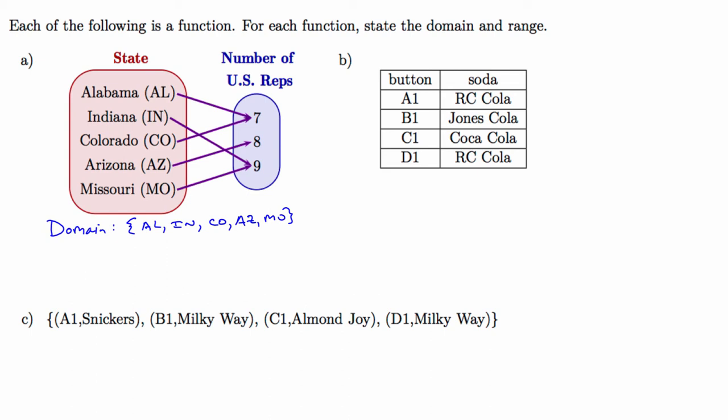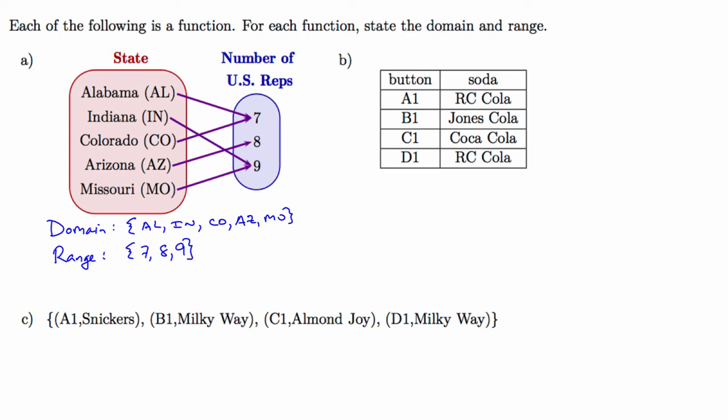The range for this particular function is the set of all the possible outputs, the set of all the numbers used by this function. In this particular case, the three values used were 7, 8, and 9, so this tells us that the range is the set 7, 8, and 9. Again, I want to emphasize, when I state the range, I will put 7, 8, and 9 in set braces.